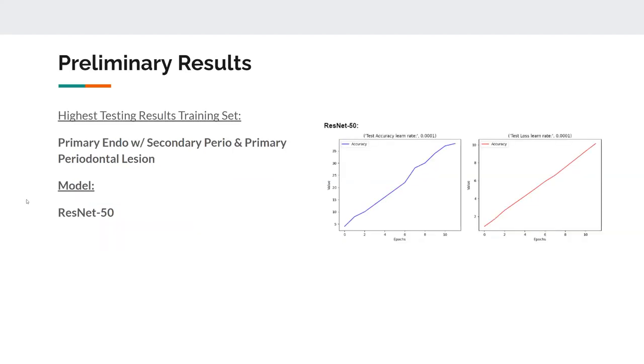The preliminary results, as I mentioned before, were that the non-pre-trained ResNet 50 model performed the best, and the data set that performed best with that model was the primary endodontic and periodontal, with secondary perio and primary perio lesions. So that's my preliminary results.